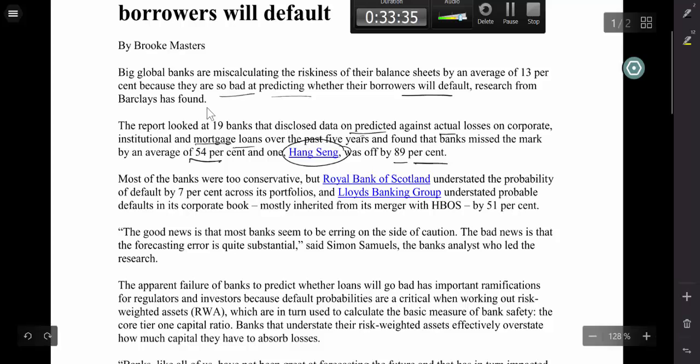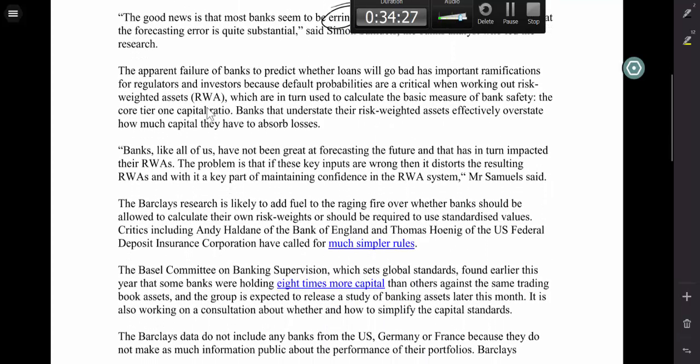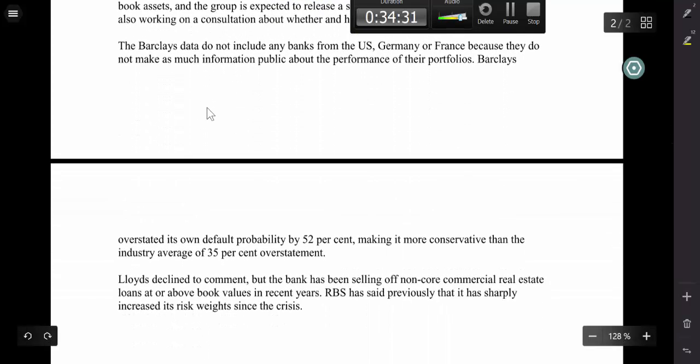Most of the banks were too conservative. Okay, well, thank God for that. But RBS understated, not overstated, the probability of default, okay? So they underestimated. And Lloyd's understated probable default in its corporate book, mostly inherited from HBOS, that's Halifax Bank of Scotland, by 51%. So okay, if you're an optimist, you say that the good news is most banks seem to be making the mistake on the side of caution. They are too conservative, not too aggressive. The bad news is the forecast error can be substantial. Okay. I just thought I would flash that up for your interest.